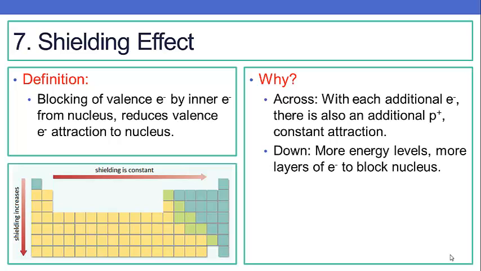As we go down, however, we're getting more and more energy levels. So there's more and more of those inner electrons that are blocking the nucleus from the outer electrons. So as we go down, we see that the shielding effect is going to increase. So this also applies for largest radius, because the one with the fewest energy levels is going to be smallest. So the largest radius is going to be francium.